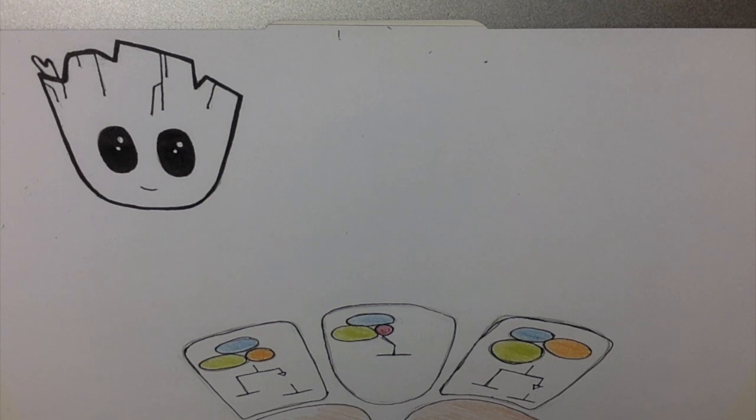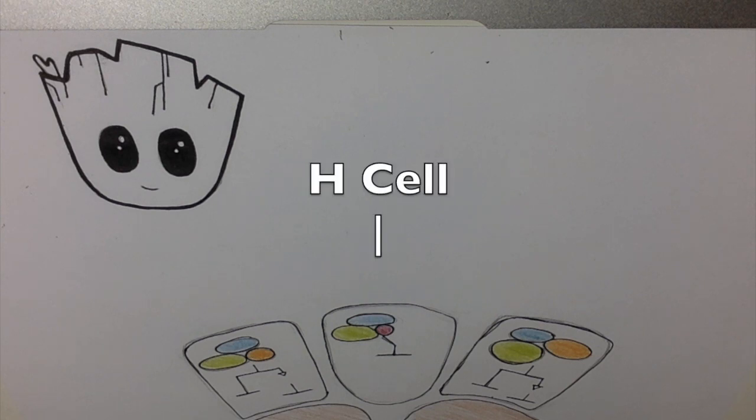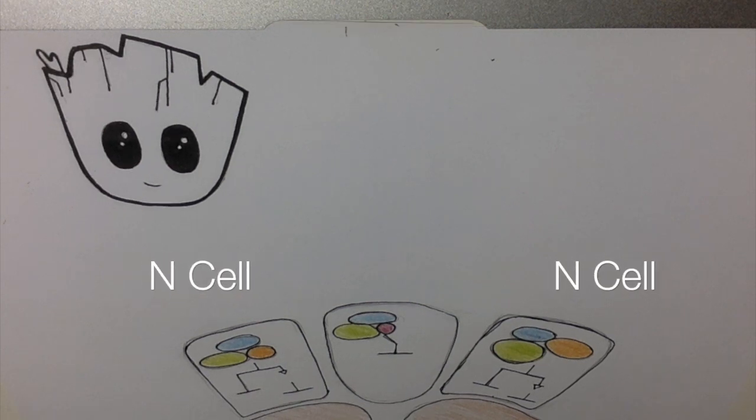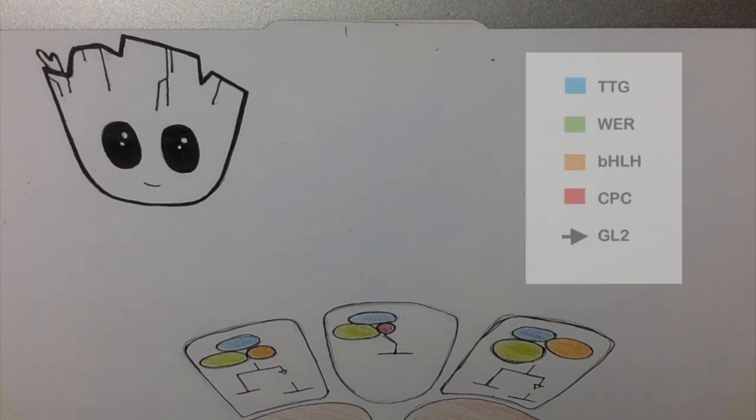The proteins involved in root hair formation include H cells and N cells. In the epidermis, root hair cell determination is position dependent. This means that immature root hair cells in the H cell position over the intracellular space become root hair cells, while cells in the N position become regular epidermis cells.